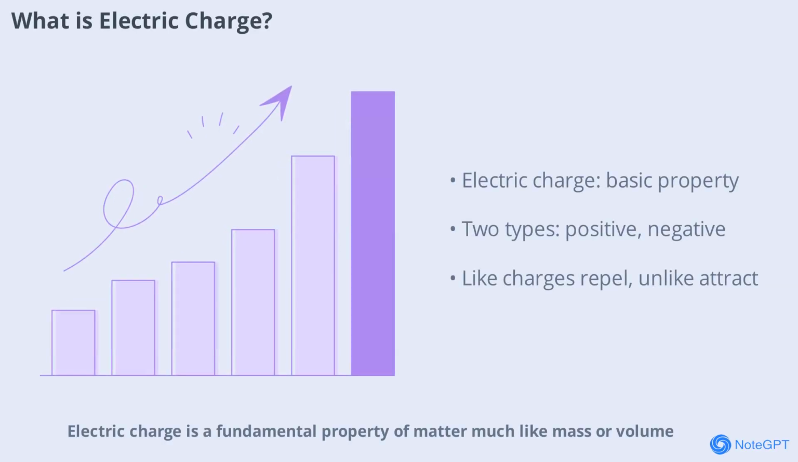Electric charge is a fundamental property of matter, much like mass or volume. It's what causes objects to experience a force when placed in an electric field. There are two types of charges, positive and negative. Like charges repel each other, while unlike charges attract. This simple rule explains a lot about how electricity behaves.